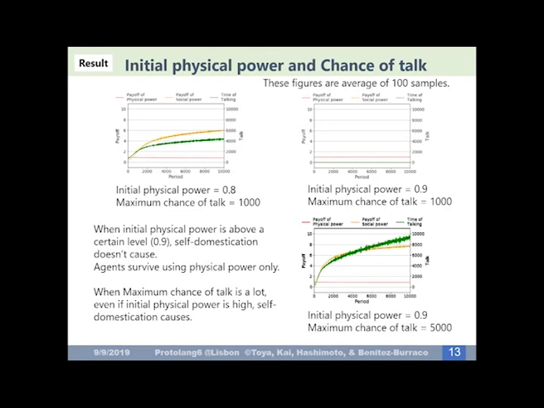And next, this is initial power and chance of talk. When initial physical power is above a certain level, 0.9, self-domestication doesn't occur. Agents survive using physical power only. And when the maximum chance of talk is a lot, 5,000 times, even if initial physical power is high, 0.9, self-domestication occurs.